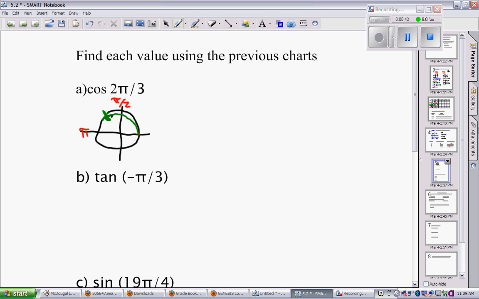We are 1/3 away from pi. So this number right here is called your reference number. It's how far you are away from the nearest x-axis. So we take the reference number, and on this one it's 1/3, and we put a pi on top of it.